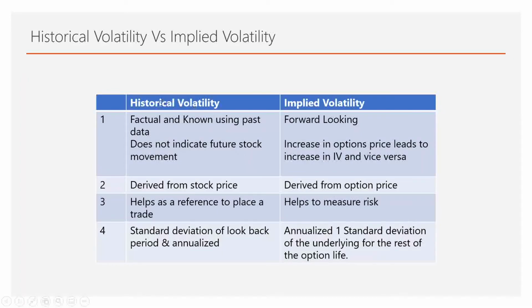What is the significance of historical volatility? Why should we know about historical volatility? It helps us as a reference. If the implied volatility is above historical volatility, we sell. If implied volatility is below historical volatility, we buy. Implied volatility will help us to identify the risk. If implied volatility is more, the future price tends to go extremely higher or extremely lower. So it's a little risky when the implied volatility is more.